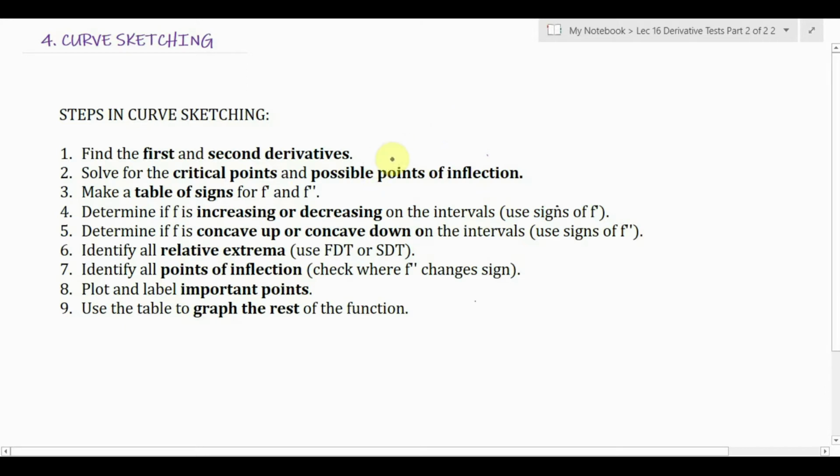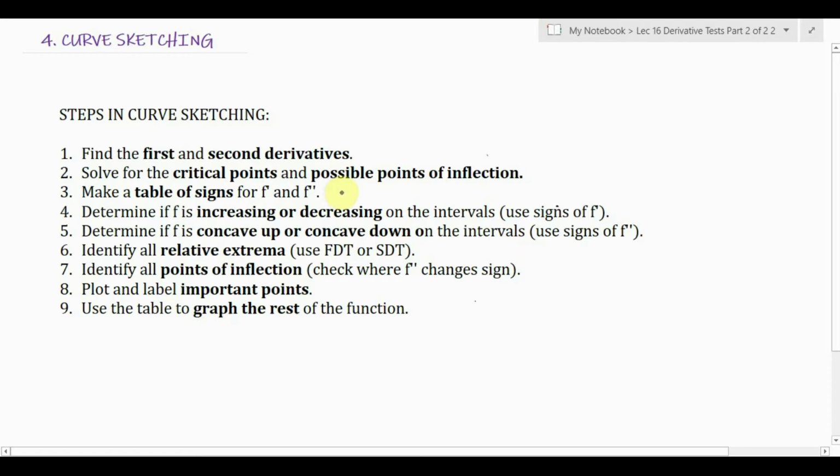Step 1 would be to find the first and second derivatives. Second will be to solve the critical points and the possible points of inflection. So, kukunin natin yung mga zeros ng f prime at f double prime or kung saan sila nag-undefine. And then sa step na to, kunin na rin natin yung functional value at those x coordinates.